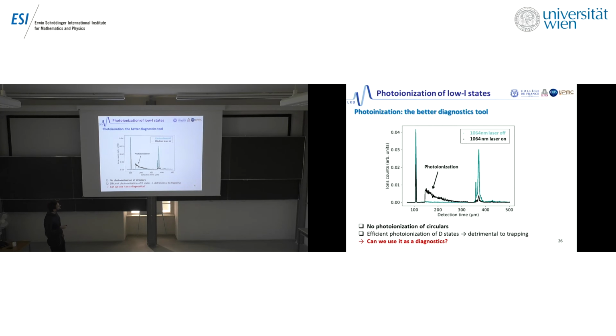However, low angular momentum states do get ionized, and this is actually quite detrimental to trapping. Now, this is again some arrival time of ions on the detector, and we looked at our signal. The blue curve is when the trapping laser is turned off. And what we saw is that when we turn on the trapping laser, we have this sort of peak that appears. And that's photoionization of low angular momentum states.